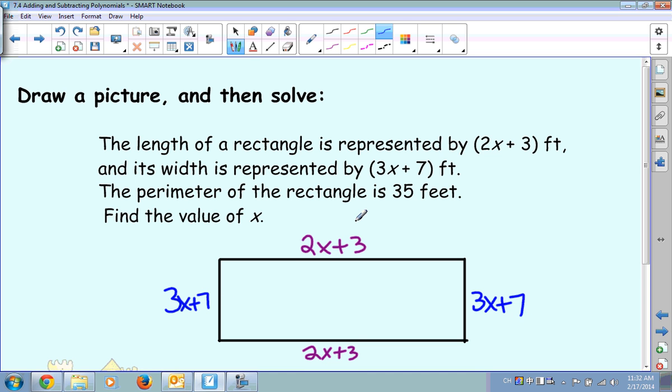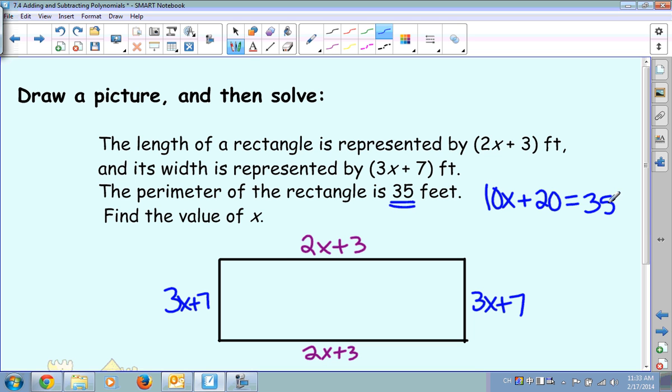Find the value of x. Oh, the perimeter is 35. Okay, so this is an actual equation we're going to solve. We've done this before. What do we do here? Yeah, combine like terms. This is a problem that's easy for us. 3x, 3x, 2x, and 2x is 4 plus 6. 10x. Good. Yeah, just combine all of them. And 7 plus 7 plus 3 plus 3 is 20, and that equals, perimeter is 35.